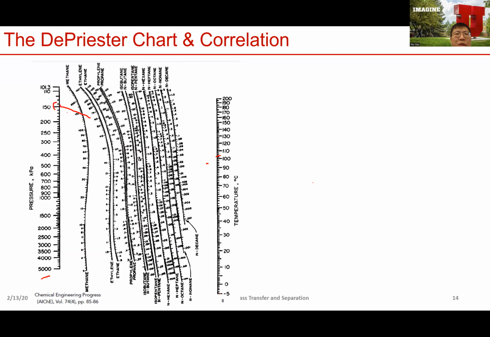So you get this line, and this line will cross the methane K value axis. Then you can read off the K value at this point.